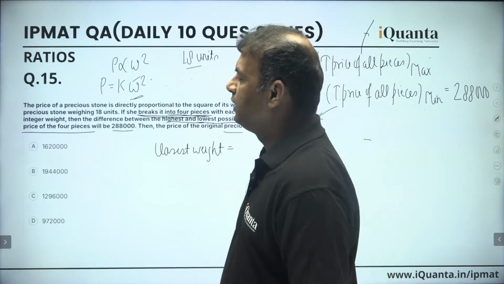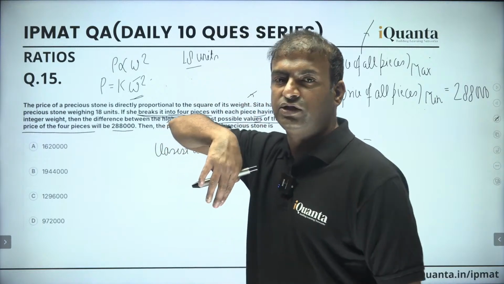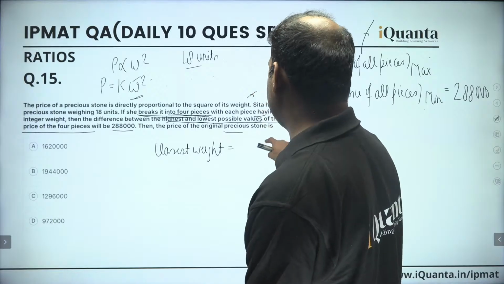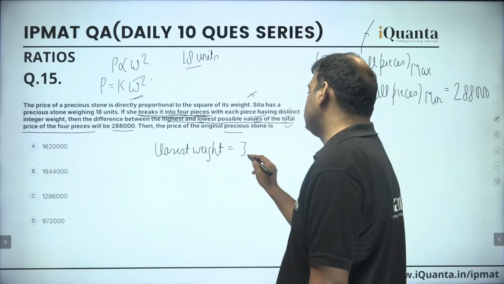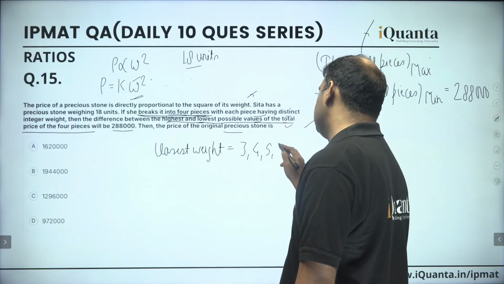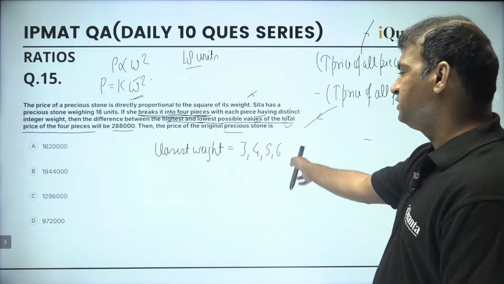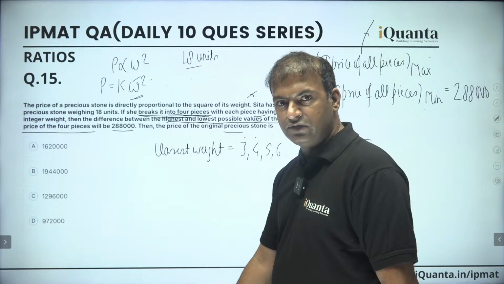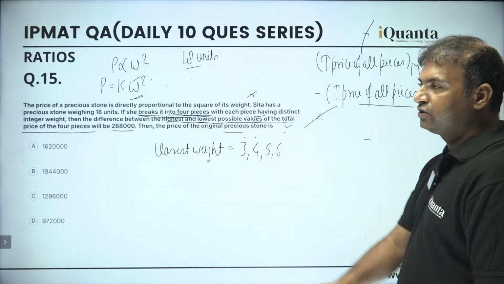Let's say if they all are equal to each other, then 18 by 4 should be how much? It should be 4.5, right? But obviously they are not equal. They have already mentioned they should be distinct integers. So the closest values can be 3, 4, 5, 6. All right, guys, these should be the closest values to each other. You can see that the sum of them is 18, and all 4 are distinct integers. So in this case, we'll get the minimum total price of all the pieces.